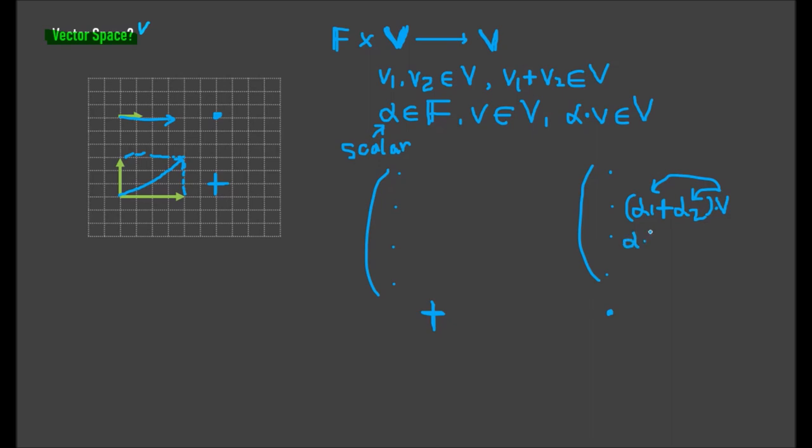Also, alpha is a scalar and v1, v2 are vectors, with their sum a vector: alpha(v1 + v2) = alpha v1 + alpha v2. So the distribution law is also established. Okay. So if these 8 conditions are satisfied, then V, with the vector sum and scalar multiplication, is called a vector space.